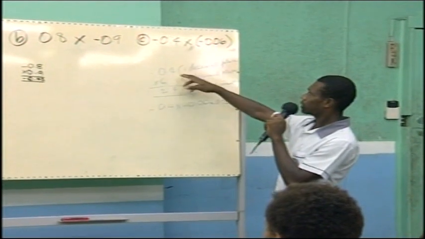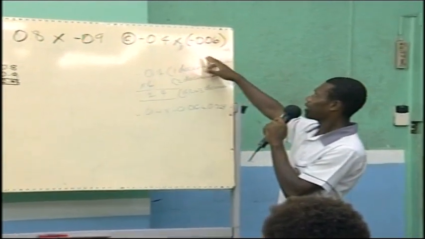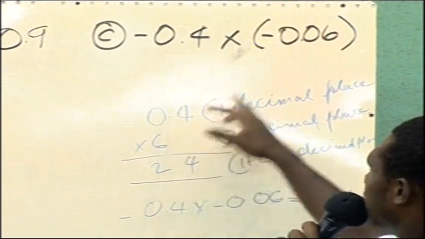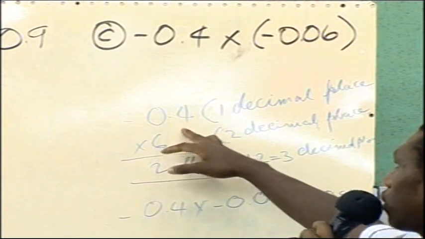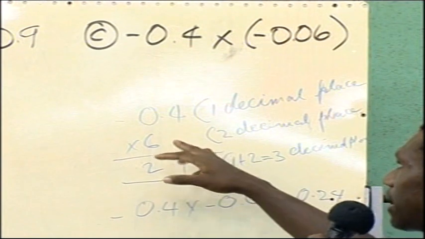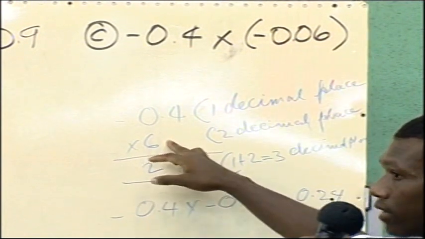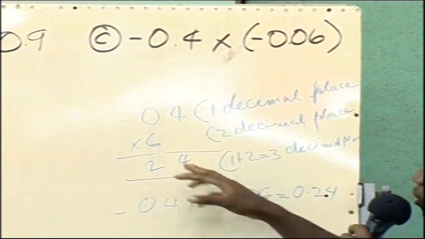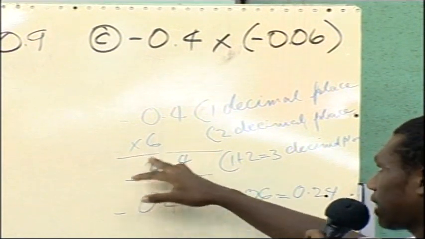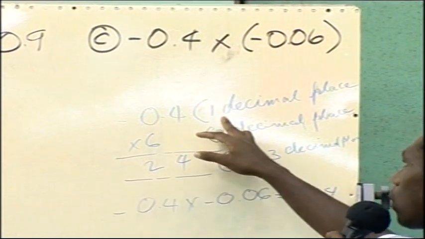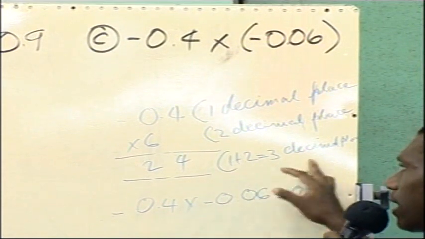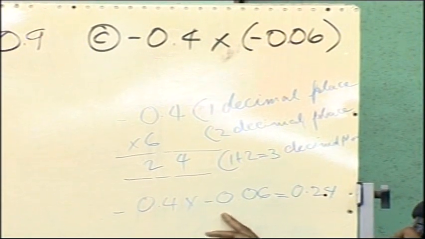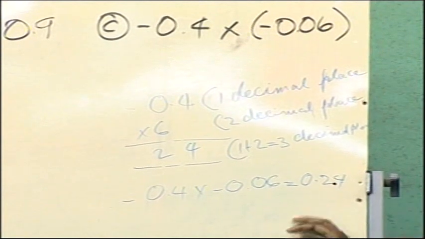Negative 0.4 times negative 0.06. So 0.4, and we get 4 as a whole number. So 0.4 is equal to 1 decimal place. 0.06 is 6 as a whole number. So 6 is equal to 2 decimal places. So 6 times 4 equals 24. 1 plus 2 equals 3 decimal places. So negative 0.4 times negative 0.06 equals 0.024.